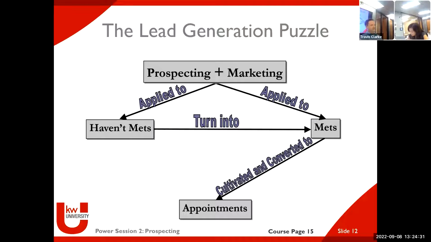The main goal is you're trying to cultivate a relationship and convert them into appointments. So you have to do a combination of both. You have to prospect, you have to market, you have to create a positive relationship. That could take a lot of time. We talk about this a lot in the PC classes, and then that hopefully will turn into appointments for you.